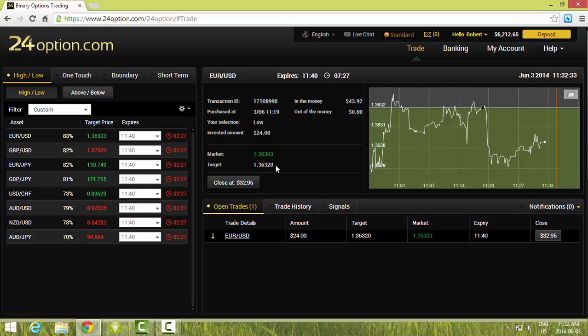Still sitting there with about 2 pips profit. Seems to be kind of edging up a bit, but basically going sideways. So leave it alone and let time have its impact on this. We'll just leave it alone. There's about 7 minutes left on it. Expires at 11:40 a.m. It is currently 11:33. There's about 7 minutes left.